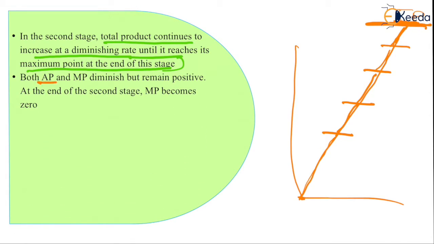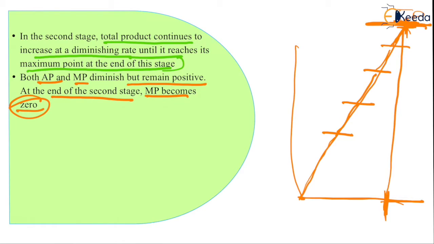Now, both average productivity and marginal productivity diminish but remain positive. Here, the average productivity and marginal productivity at this stage will be completely diminished, but they are never negative, because negative will go below this. Hence they are not going down. Here we are saying that it is positive because it is increasing. At the end of this stage, marginal productivity becomes zero. So at this stage, the marginal productivity completely goes down and hence it becomes zero here.